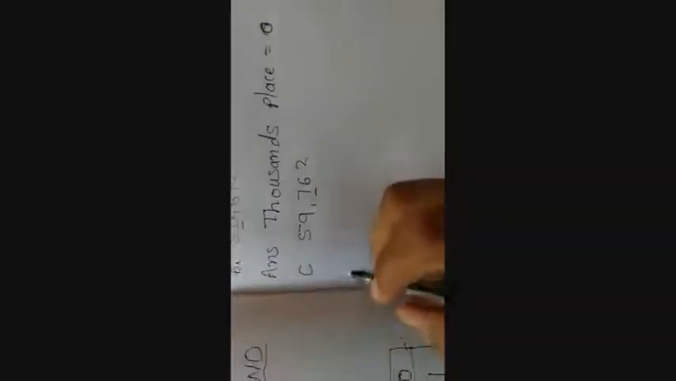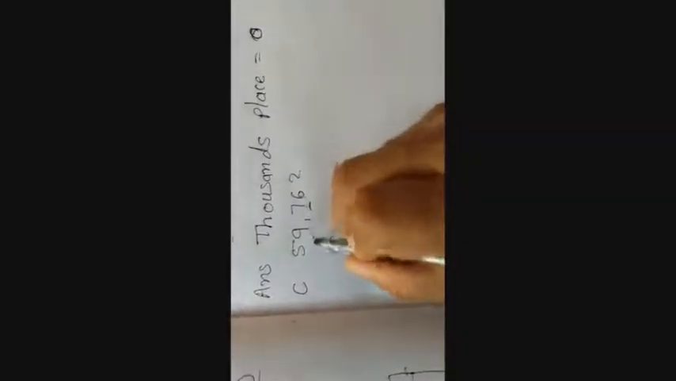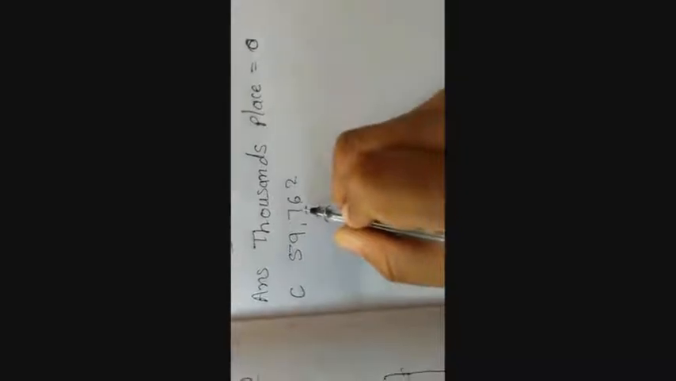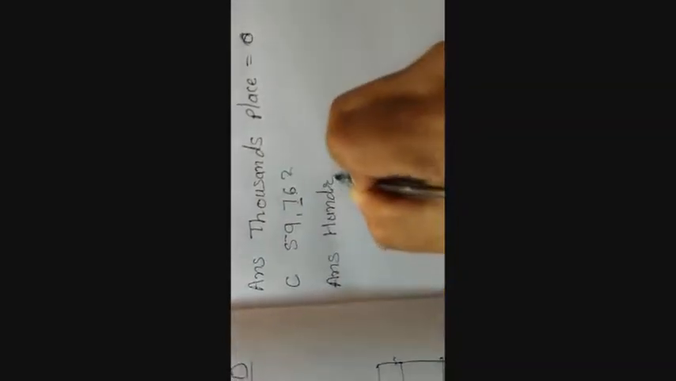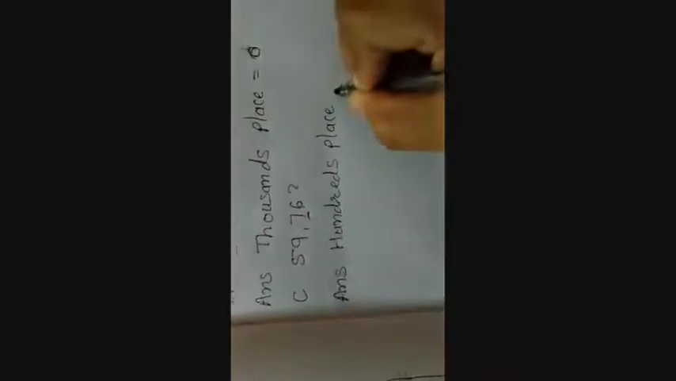Now see one more question. 59,762 is there. And underlined number is a 7. So ones, tens, hundreds, thousands and 10,000. So 7 is in the hundreds place. So what we have to write? Answer. Hundreds place is equal to 700.